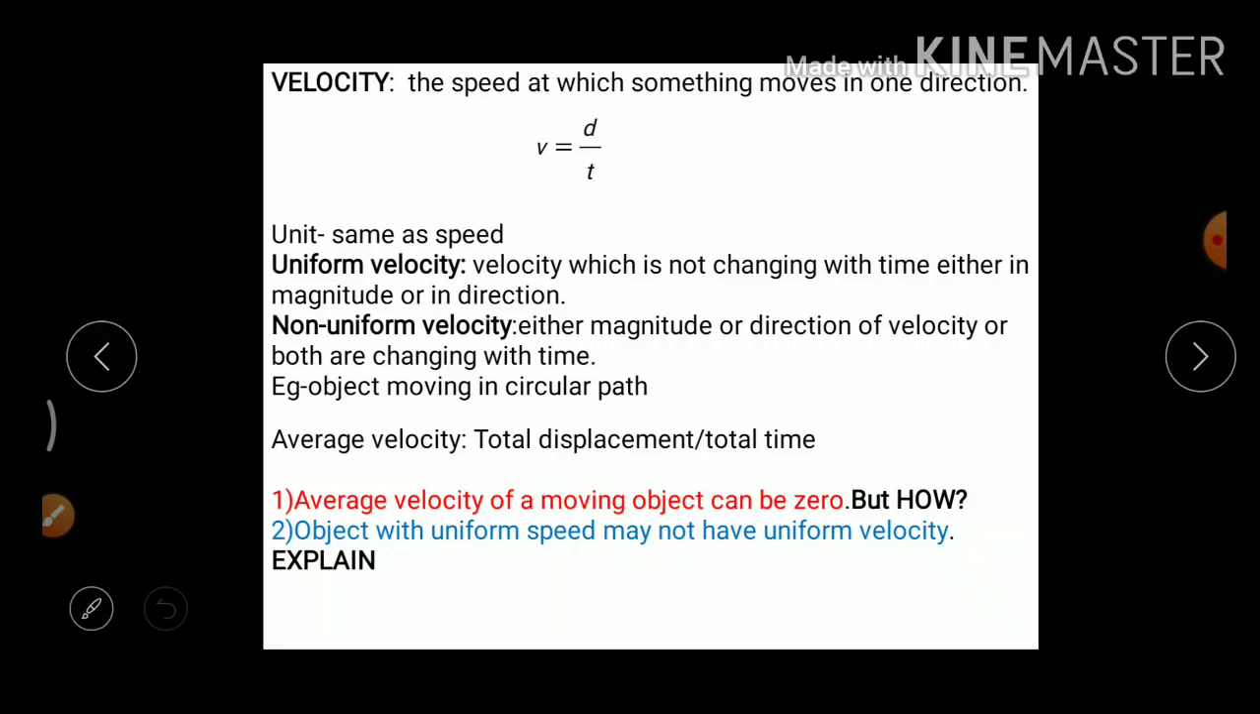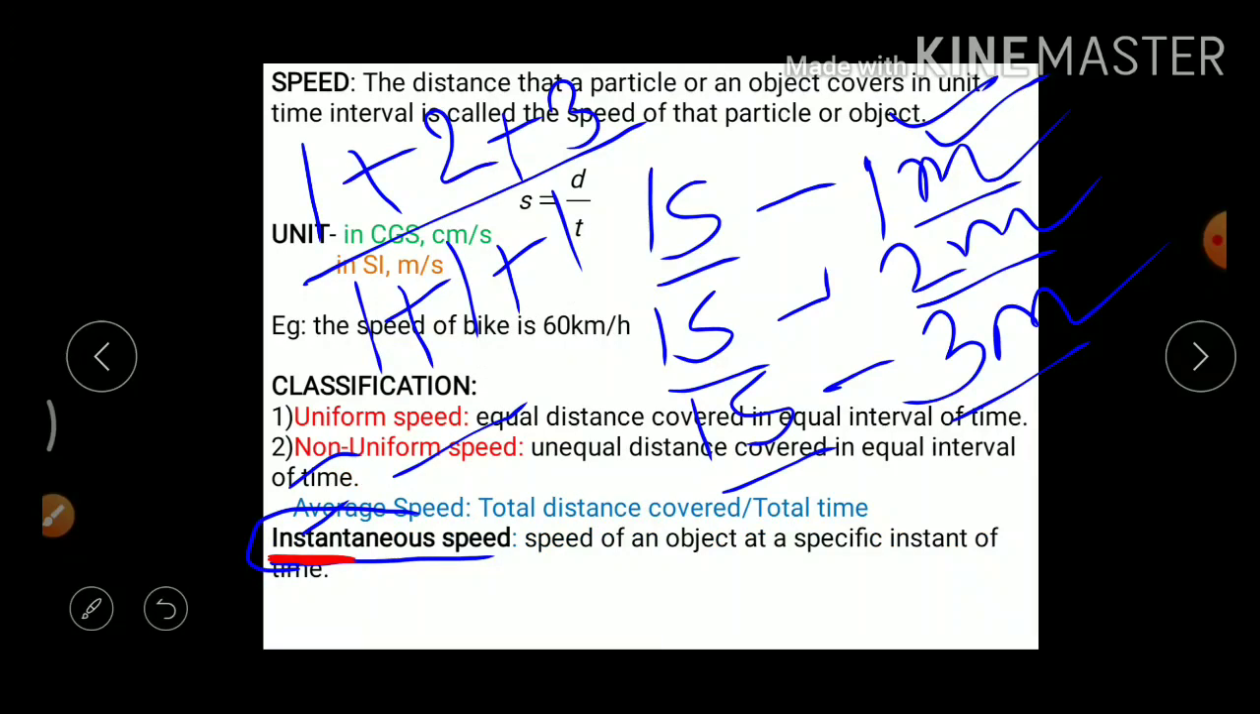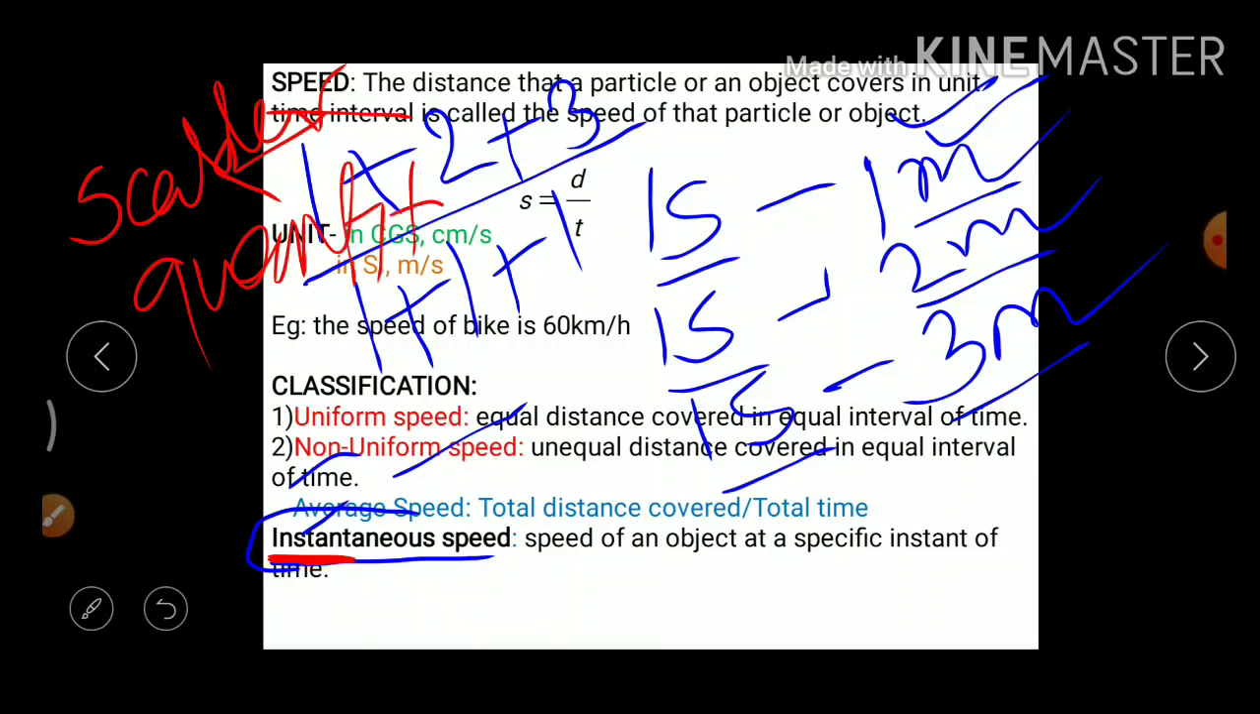like distance and displacement. One thing I have forgotten to tell you is that speed is a scalar quantity. As in the definition of a scalar quantity, there is no mention of displacement, there is only distance, that means only magnitude, no direction was mentioned there. So that is why speed is a scalar quantity. Always remember, speed is a scalar quantity.